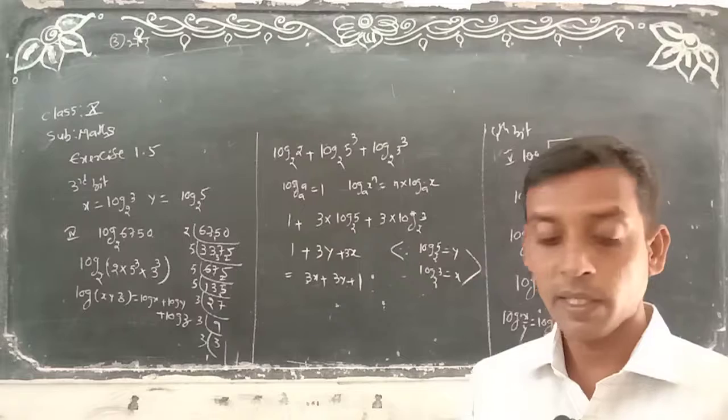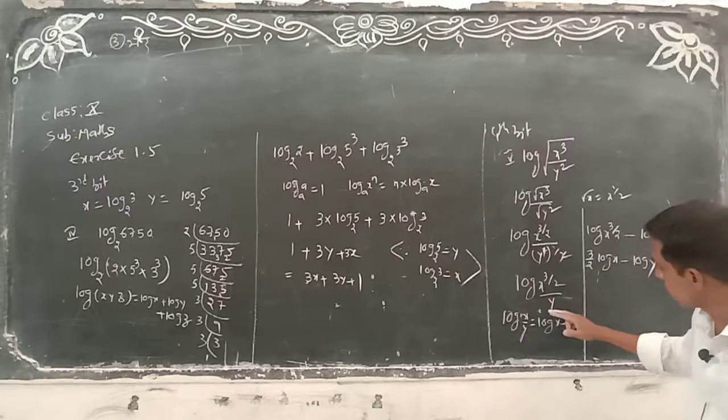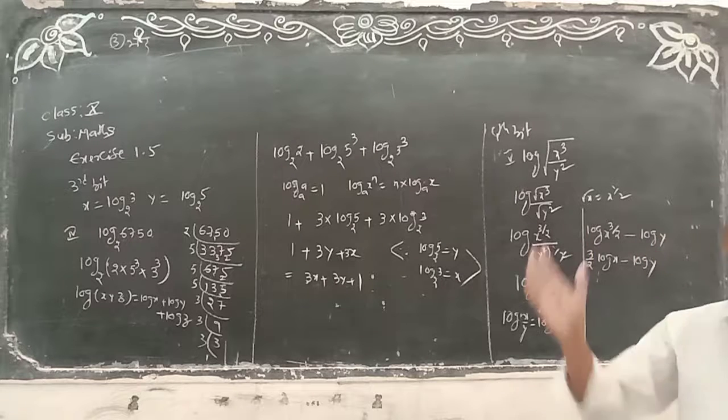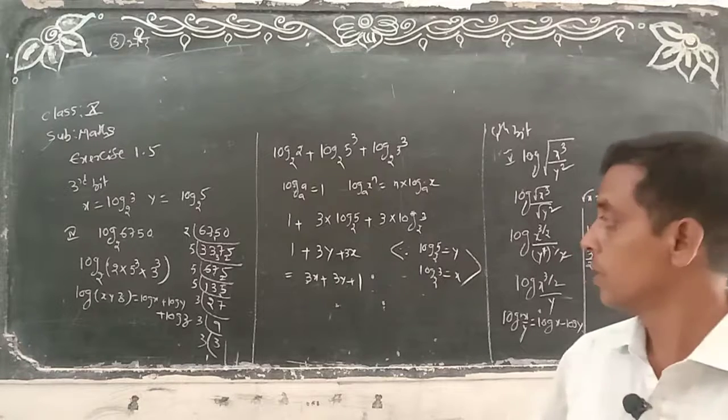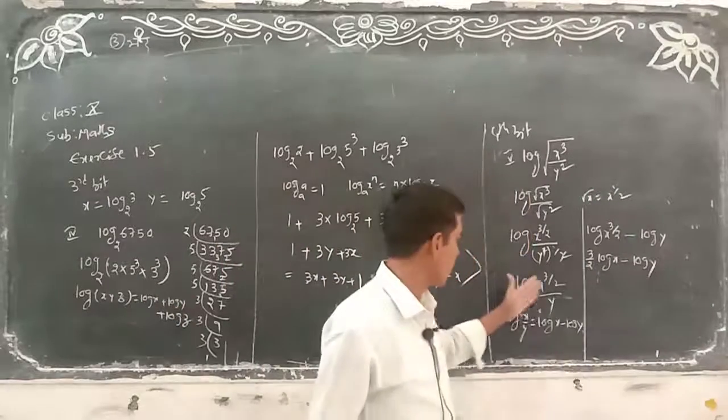Log 128 by 625: first you do the log x by y, same as this one. Log 128 by 625 is log 128 minus log 625. Then do the factorization. The third one is the same as this one; apply this. The fourth one is the same as this one.